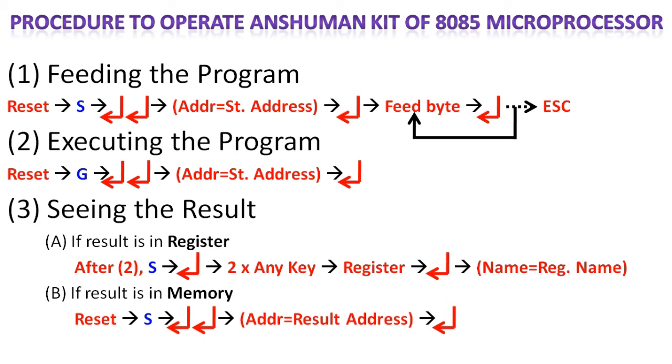Now let us see the actual performance on the Anshuman kit. Let us perform the subtraction of two 8-bit numbers using 8085 on the Anshuman kit. The Anshuman kit comes with a PC keyboard so that we can easily enter the commands or the data to execute the required program. Now let us start the SMPS of the kit, and I am pressing the reset key. Here Anshuman is displayed. Now we have to follow the process which I have told you earlier.